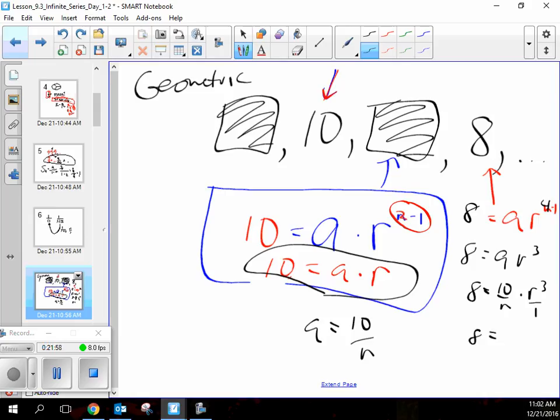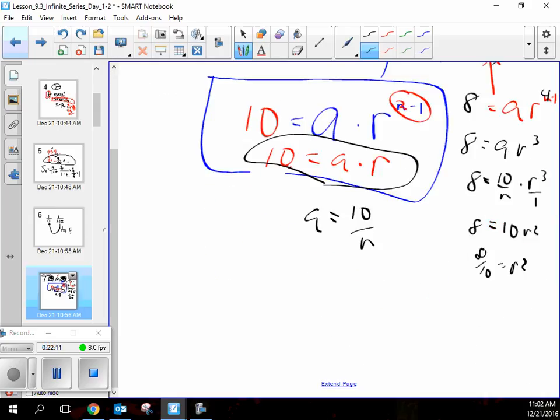Eight equals, and that r on the bottom cancels with 1 on the top, 10r squared. Then I'm going to divide both sides by 10. 8 tenths equals r squared. And then what's 8 tenths really? It's 4 fifths equals r squared. And then if I'm going to take the square root of that, I got square root and the square root. And I get r equals square root of 4 fifths.